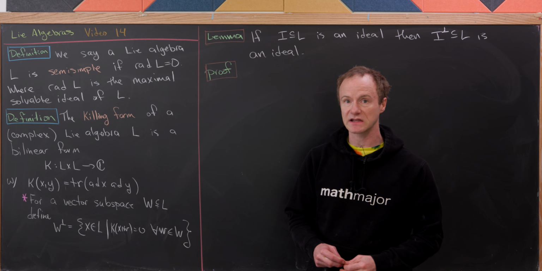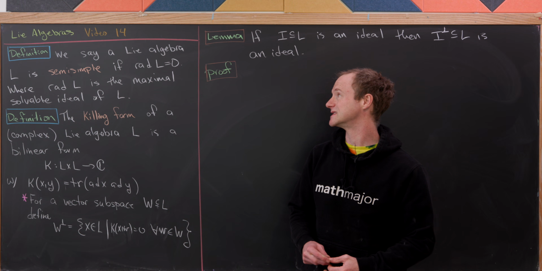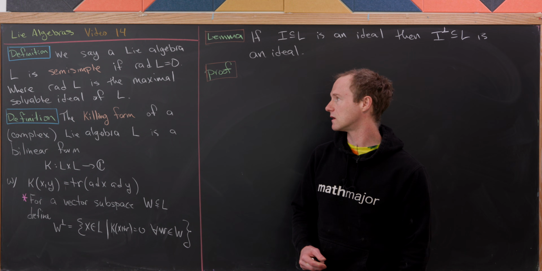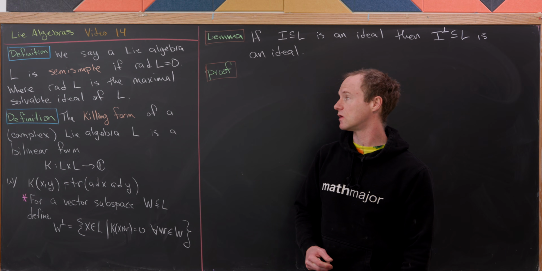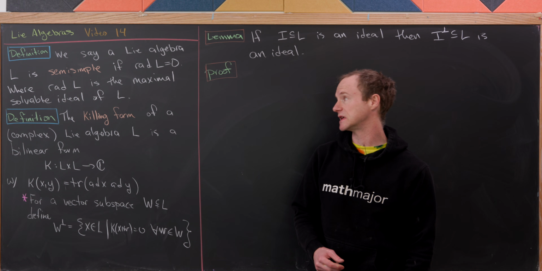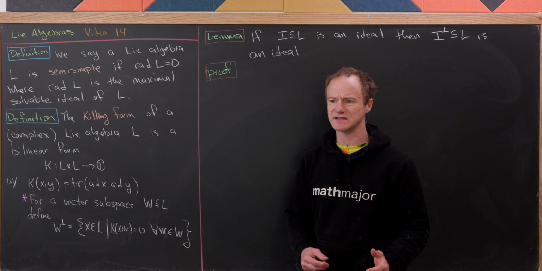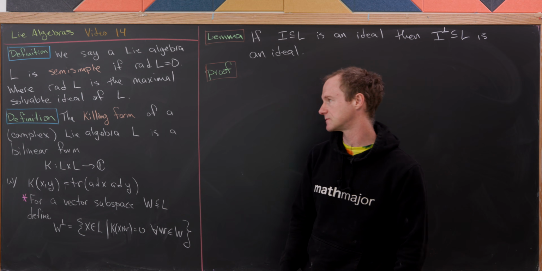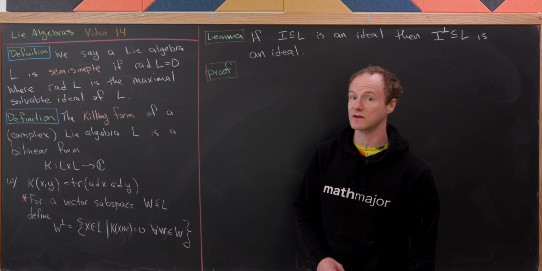So we'll say that a Lie algebra L is semisimple if its radical is equal to 0. And what do we mean by the radical of L? Well, the radical of L is the maximal solvable ideal of the Lie algebra L. So if the radical is 0, that means that the Lie algebra does not have any solvable ideals. Okay, and then we also need to recall something called the Killing form.